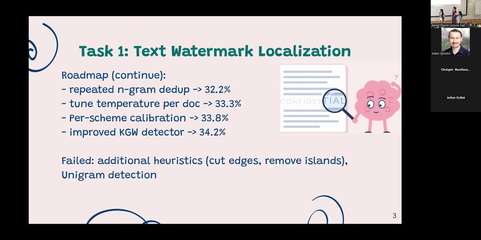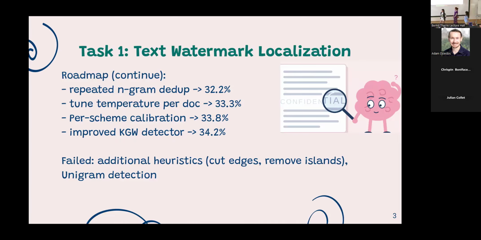This was for the green-red list methods, because if we have the same token and it repeats and it's green, it shouldn't be calculated several times. It's just several occurrences of the same token. So we did that. It boosted scores a little bit. Then we tuned temperature per document because temperatures were different, and we had to tune this to have the maximum likelihood. And then we used per watermarking scheme calibration because they also return scores in different ranges, and we wanted to fix that.